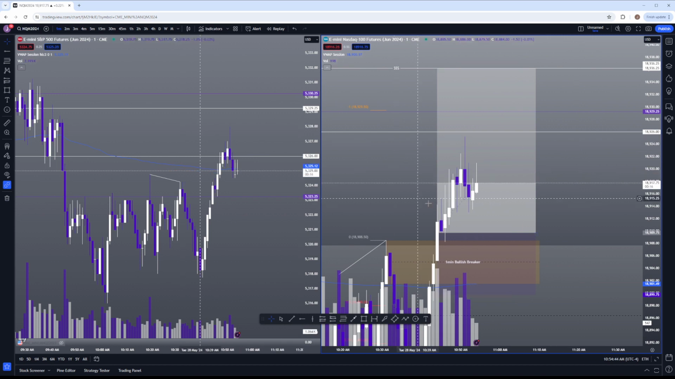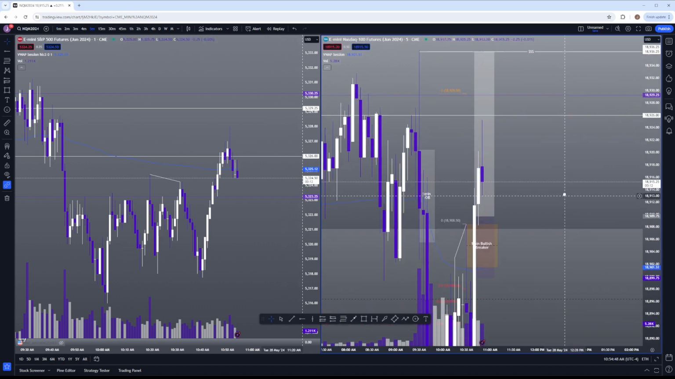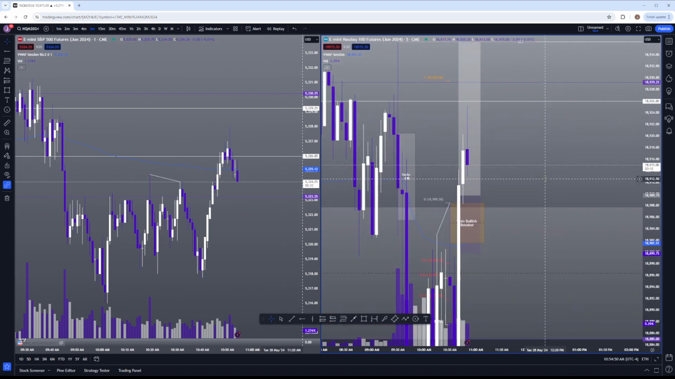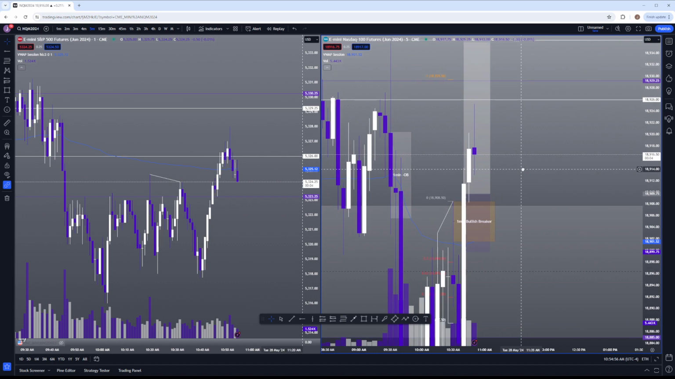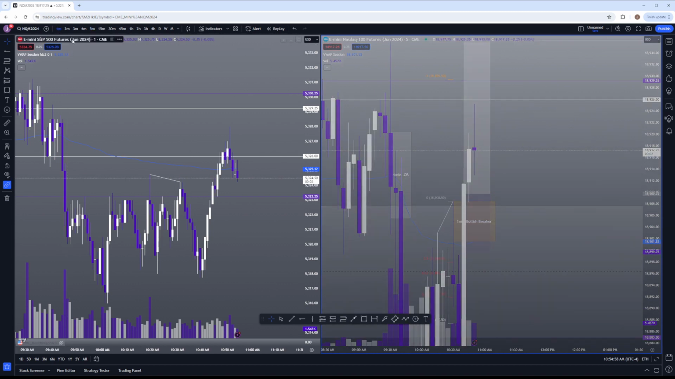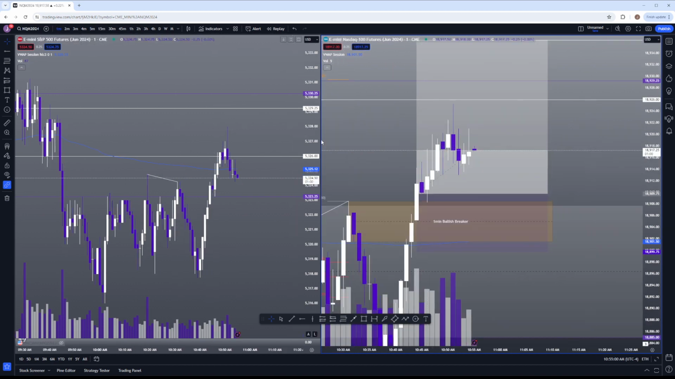A lot of stalling, a lot of chop here. All right, understandable. We're about to close this 5-minute. We might see a 5-minute order block formed, and we might see us trade into that fair value gap below. My stop loss is currently at 18,899.75.